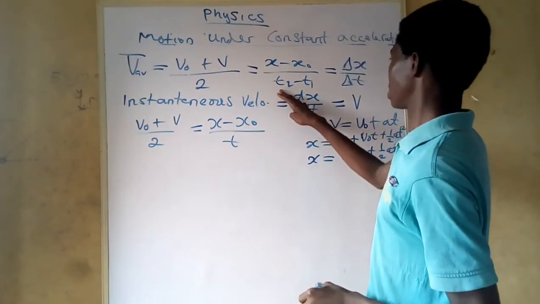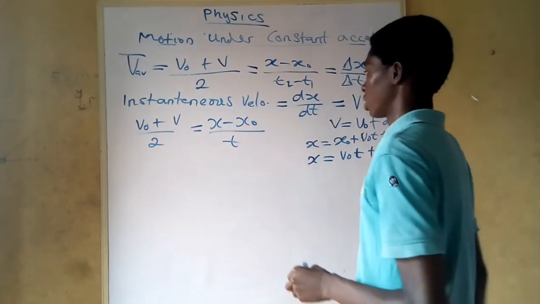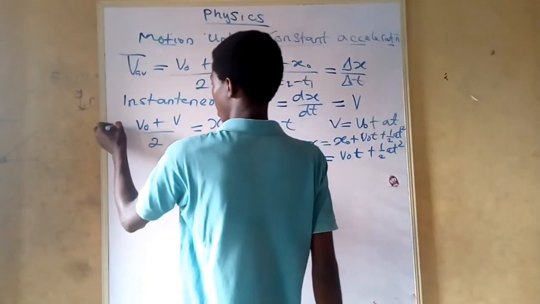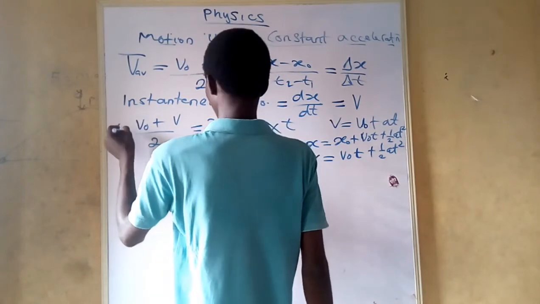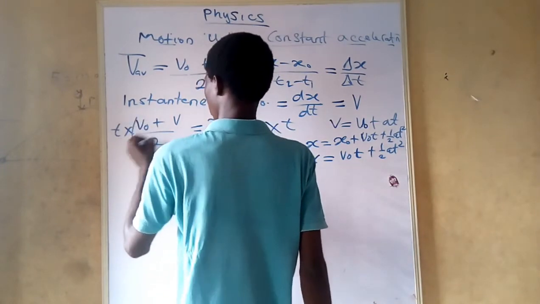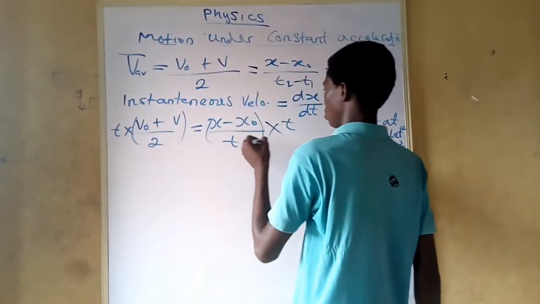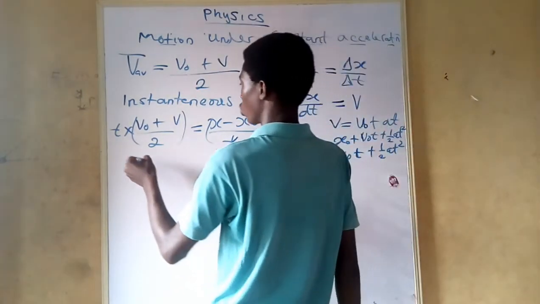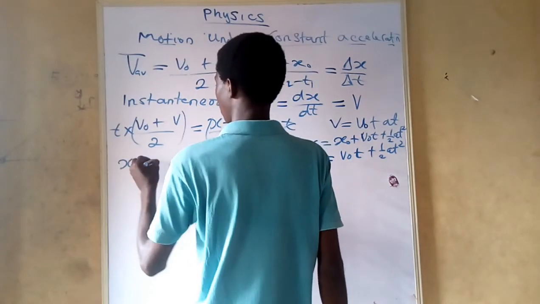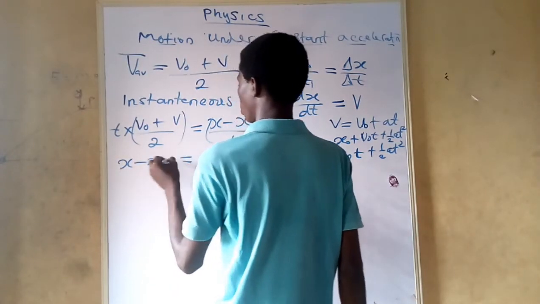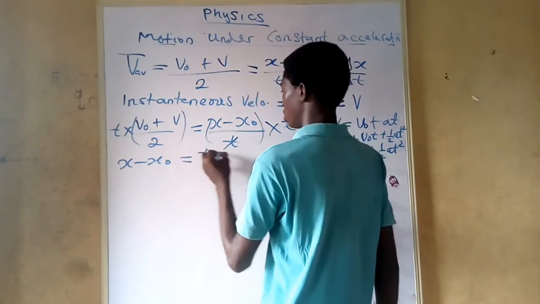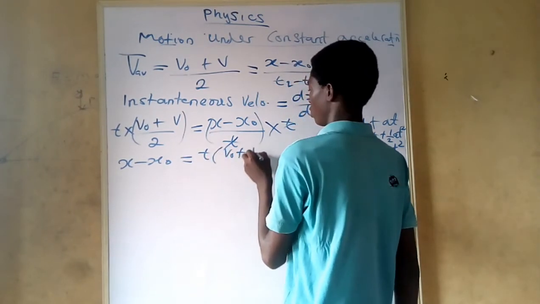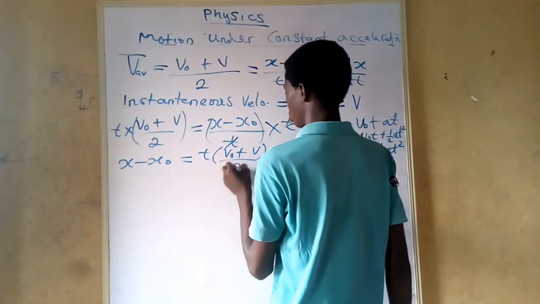I'm taking the difference in time to be t. Right? So let us multiply both sides by t. Multiply both sides by t. So now t can cancel t here. So we have x minus x naught equals t into V naught plus V over 2.